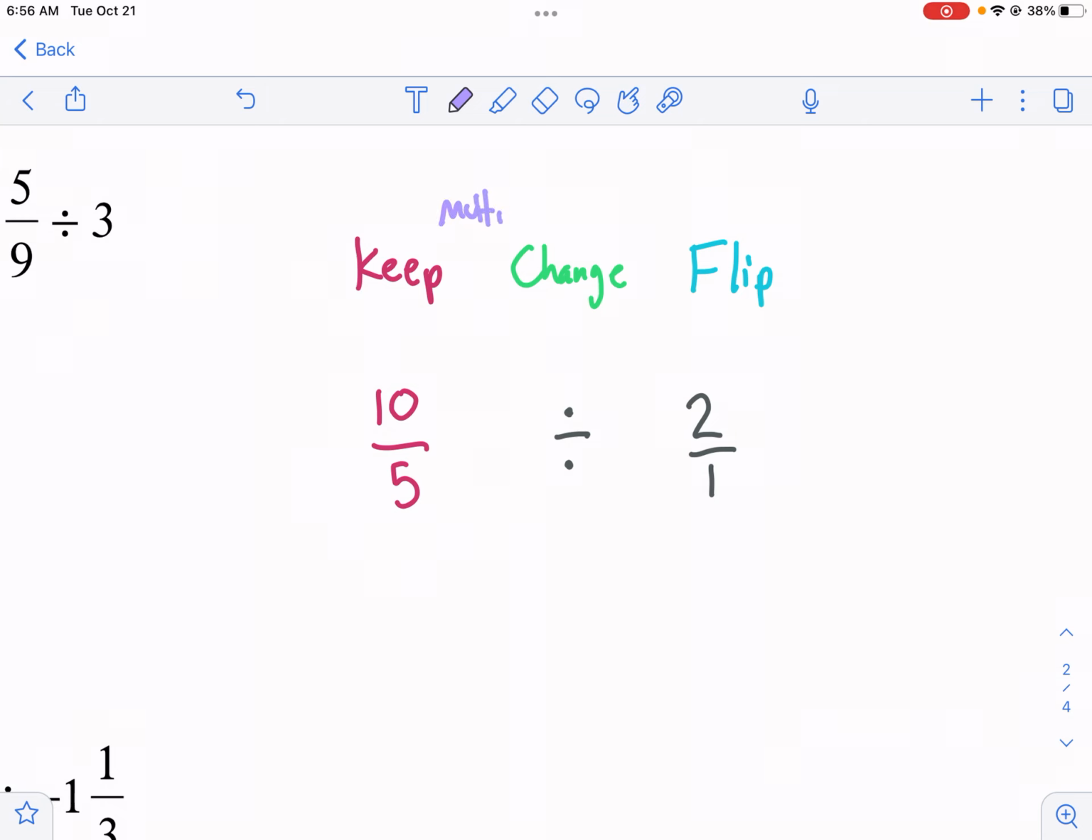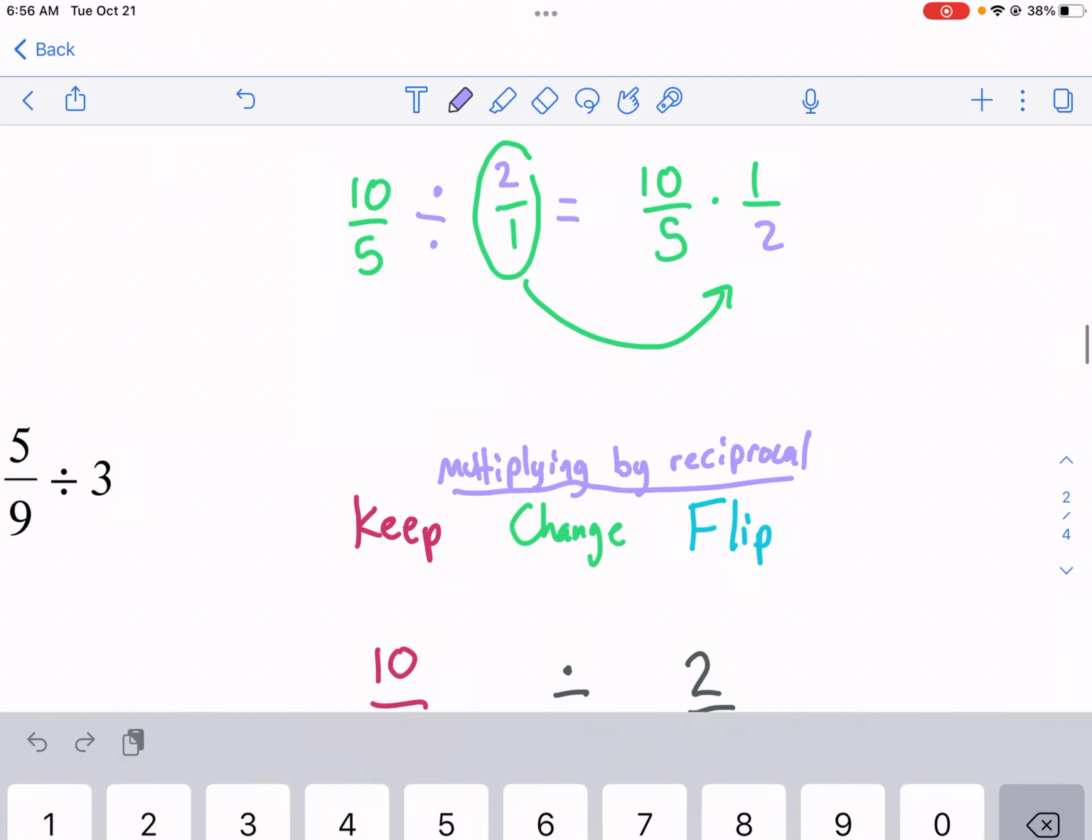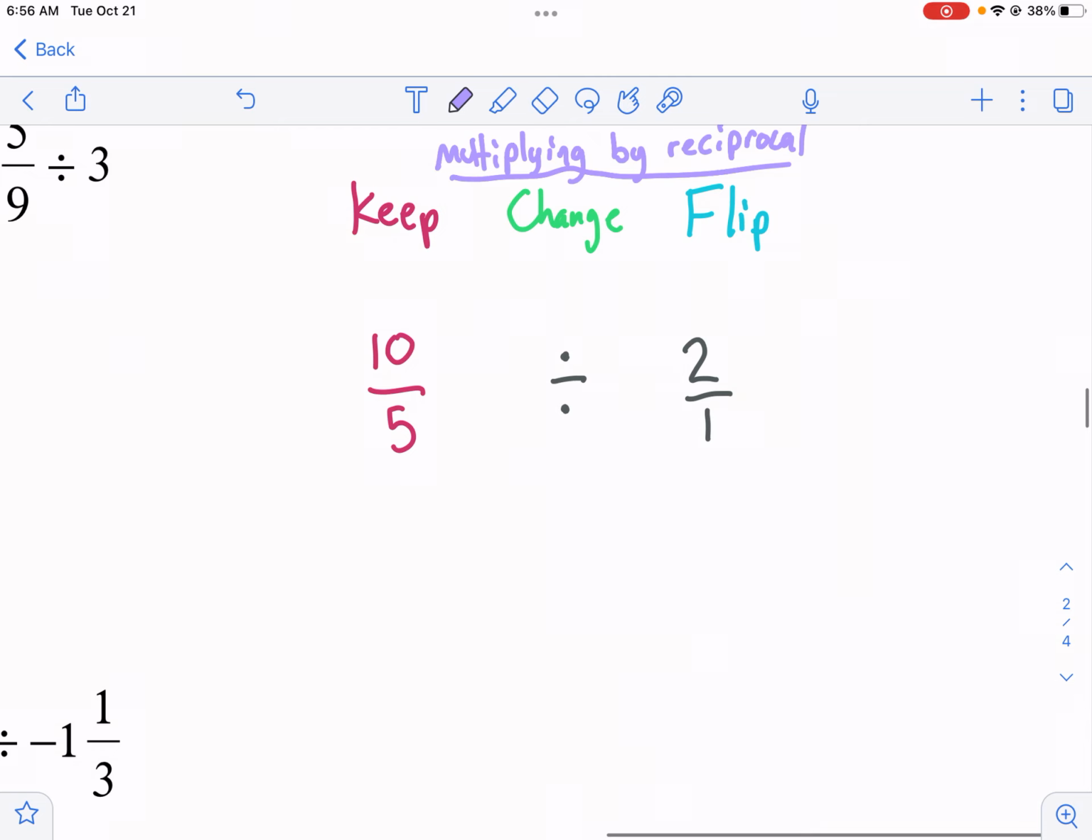So if you're in an upper level mathematics class, multiplying by the reciprocal is the way to go. So we're going to keep, change. I think I spelled that right. So keep, change, flip is the easier way to understand it. So we're going to keep that first number the same. Oops, sorry about that. We're going to change this problem into multiplication.